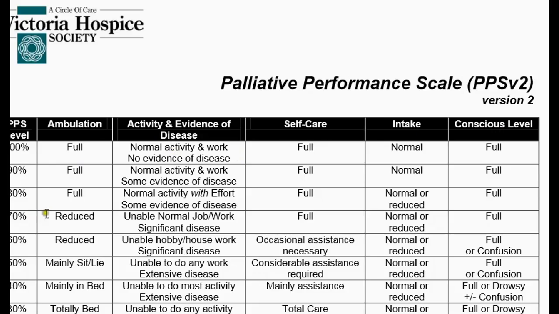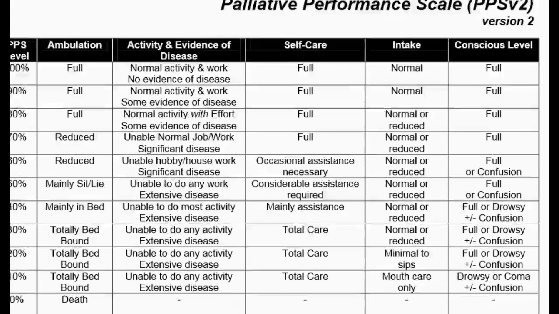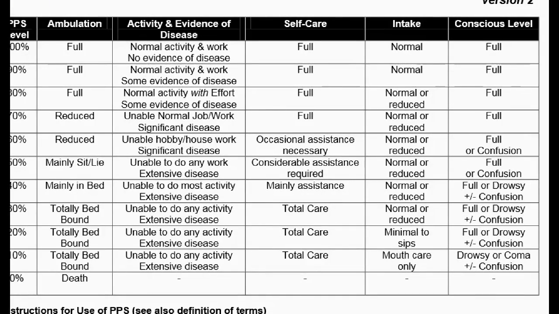So you first want to evaluate them on their ambulation status. Are they full ambulation, reduced, mainly sit-lie, mainly in bed, totally bedbound? Hopefully you can see these numbers on the side. They got kind of cut off, I think.